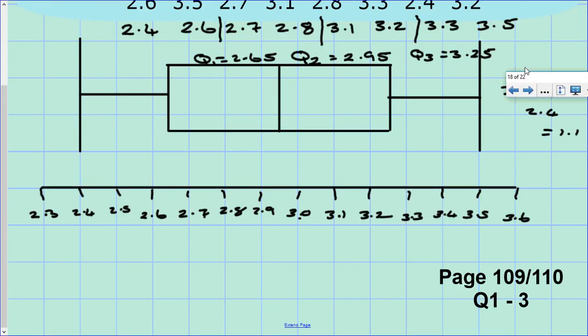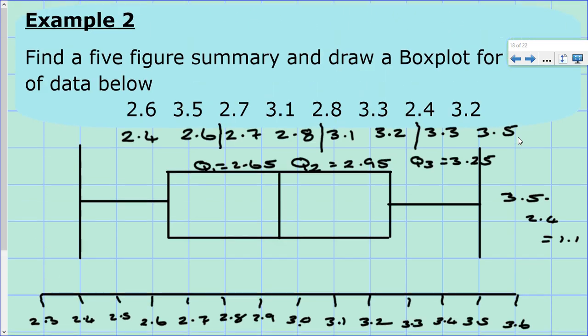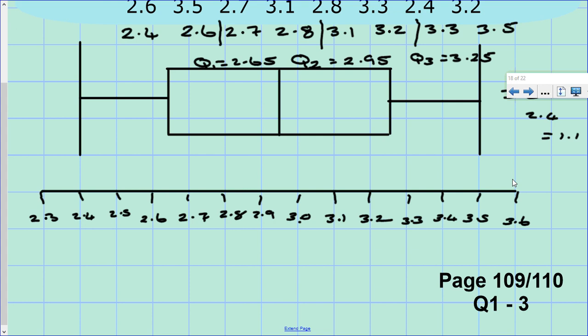The questions that I'm going to get you to do are in your textbook, and there actually are diagrams in your answer book, so you can double check to see if you're right. If you've used a different scale to them, as long as it's even, that's absolutely fine. So you're going to go to pages 109 and 110, questions 1 to 3.